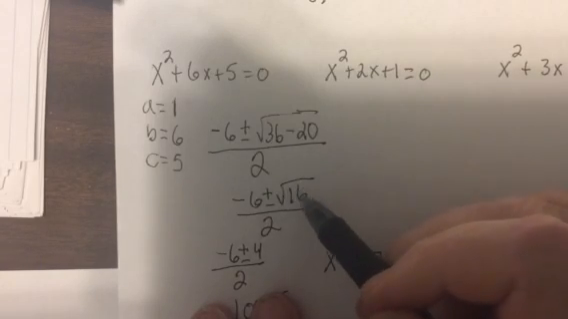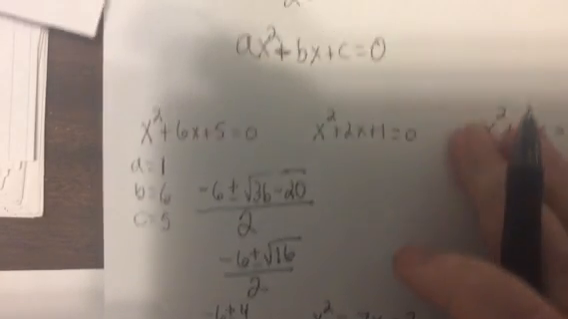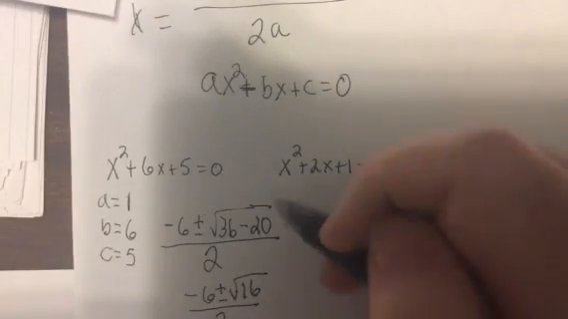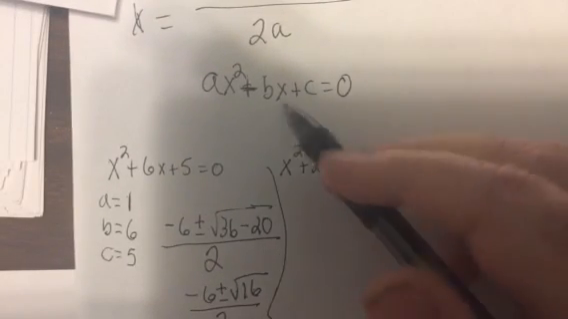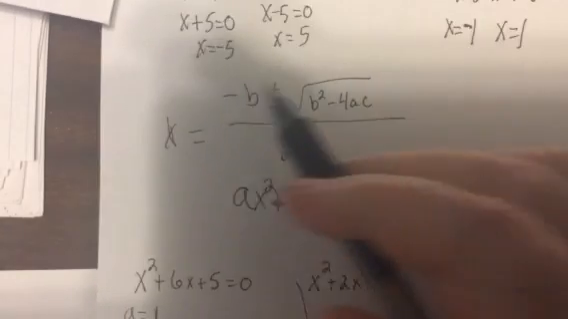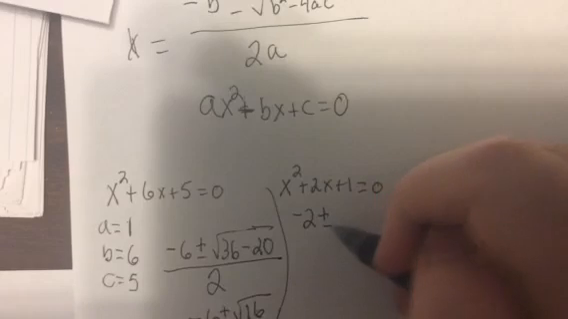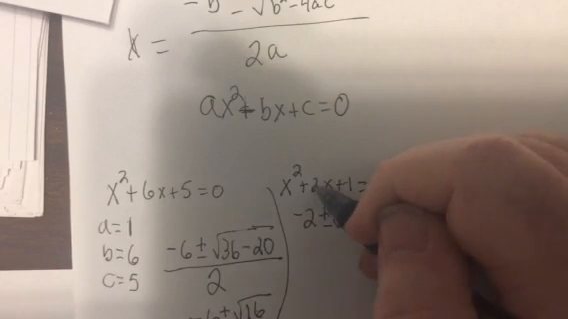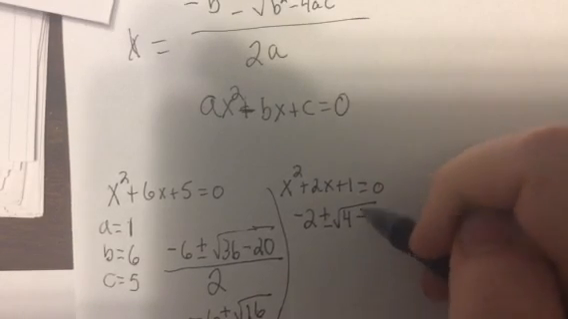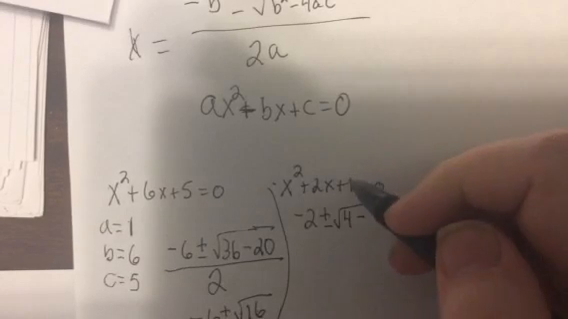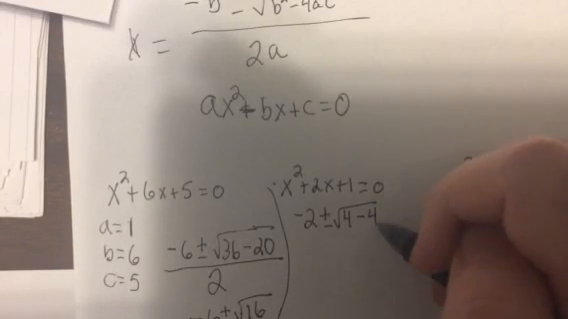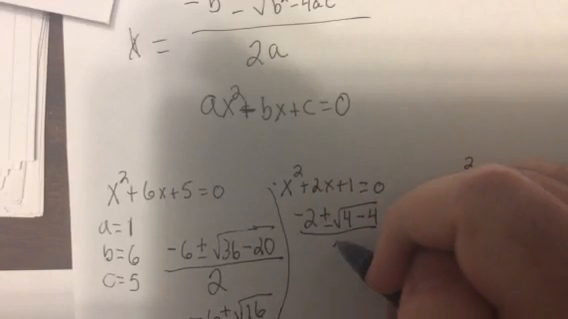So square root means what are you squaring to get this? So let's try this one. Negative b, quadratic form, and opposite of b, b is 2. So negative 2 plus or minus the square root of b squared, so that'd be 4 minus 4 times 1 times 1, 4, all over 2 times 1.